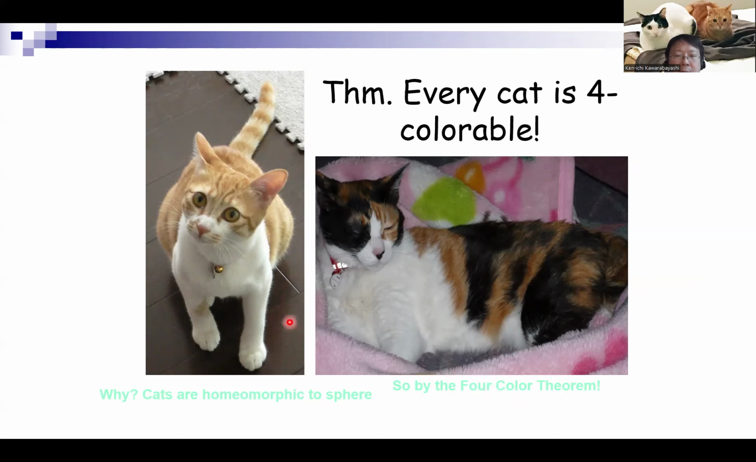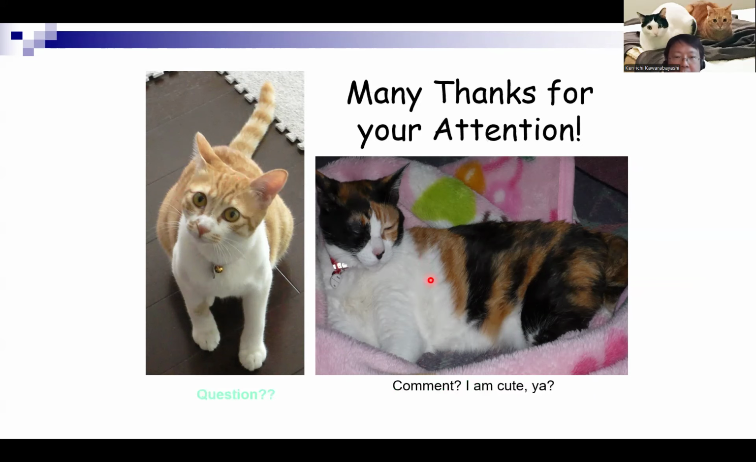Here's a nice photo of my cat. My cat is focal simply because a cat is a brain graph. Thank you very much.